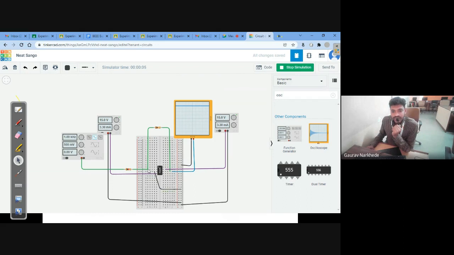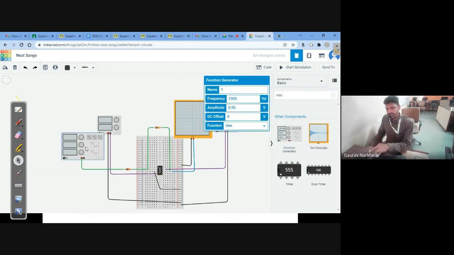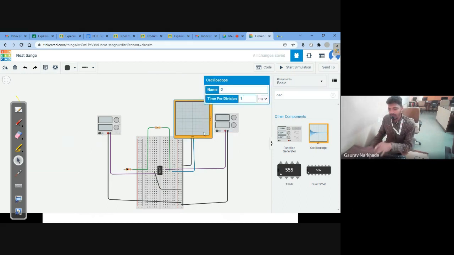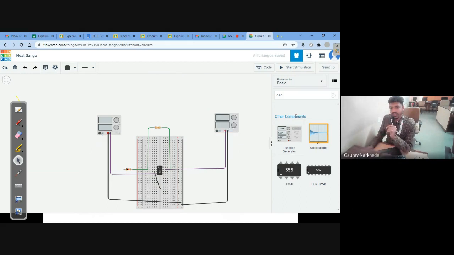So this is connected, right? This is connected. Okay. The output is also there. All the things are proper. Okay, let me do one thing. Instead of function generator, I will just use a normal power supply.